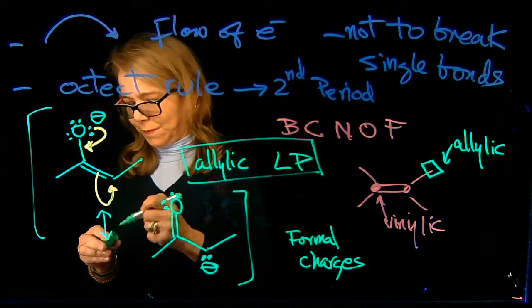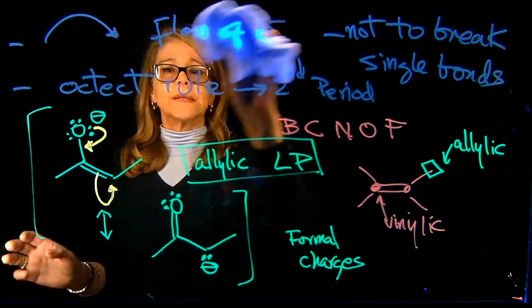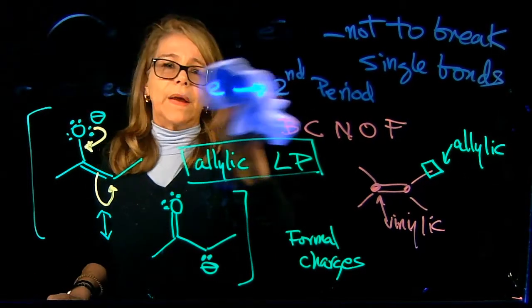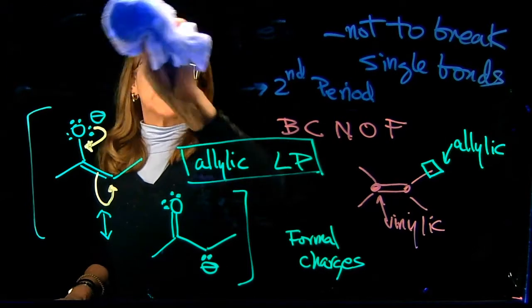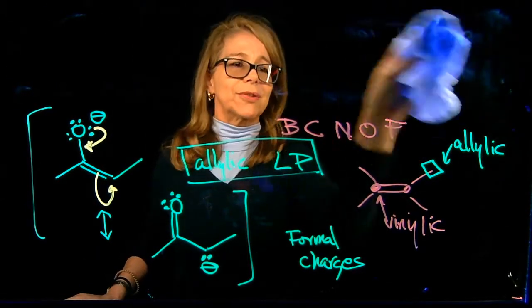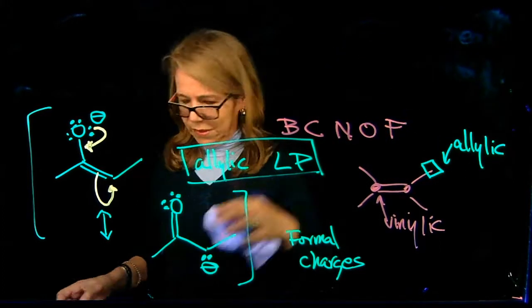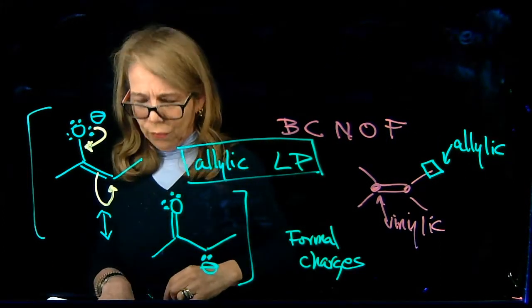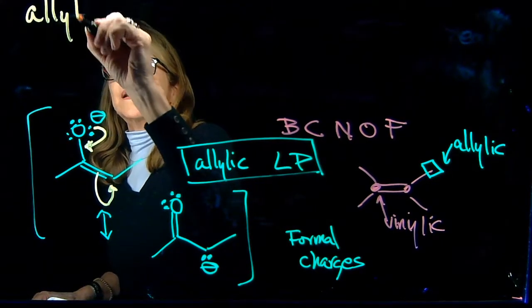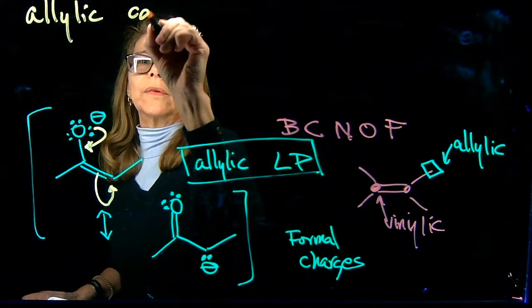That's one pattern. And I'm going to erase this one to give you one more pattern that we need to recognize when we're drawing resonance structures. And here is, then, we may have an allylic carbocation.